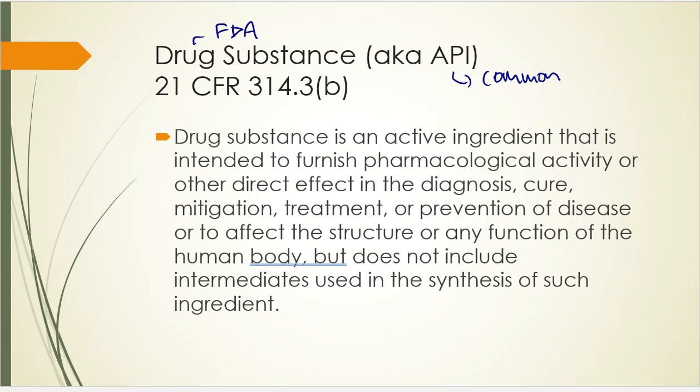Let's read what they say in 21 CFR. Okay, well, 21 CFR: Drug substance is an active ingredient. That's why we call it the API. That is intended to furnish pharmacological activity or other direct effect in the diagnosis, cure, mitigation, treatment, or prevention of disease, or to affect the structure or any function of the human body, but does not include intermediates used in the synthesis of that ingredient.